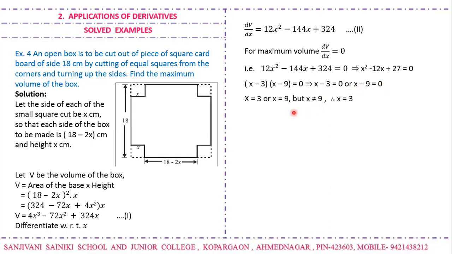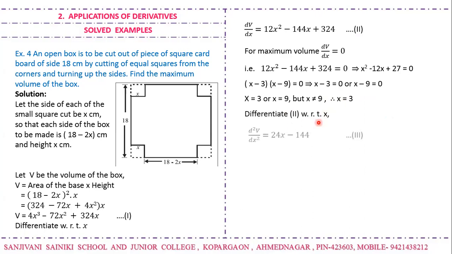Now, but x is not equal to 9. Why is x not equal to 9? You have to tell me. If you take x equal to 9, we are cutting one corner 9 centimeters, the other corner 9 centimeters. So in total you are cutting 18 centimeters, but the total length is 18. So there will not be any paper left, and you will not be able to complete a box. So we cannot take x equal to 9. So x equal to 3 is the only possible value.